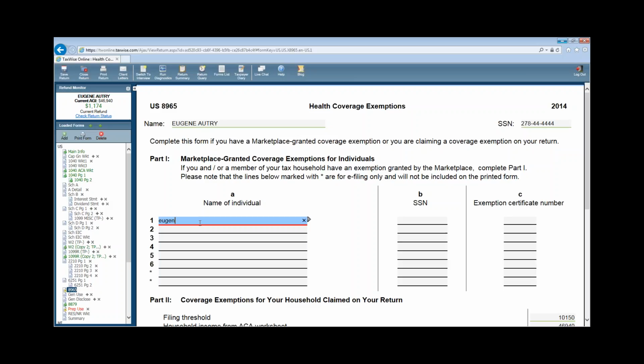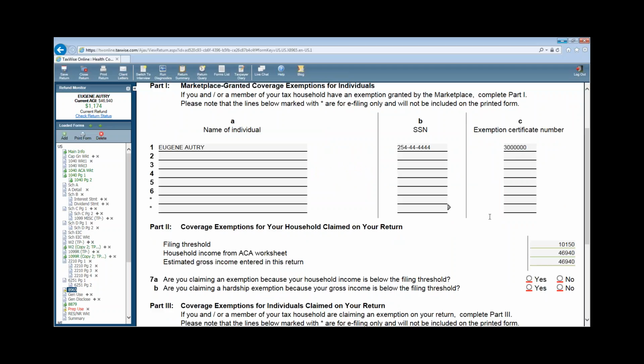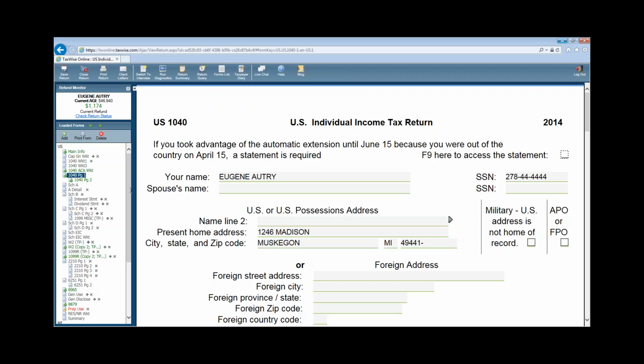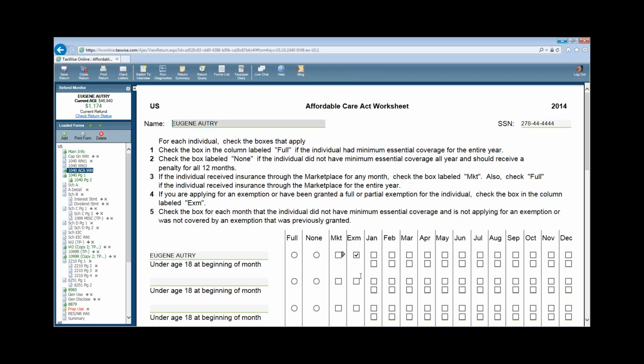So it would be Eugene Autry. We would use his social security number and then the certificate number. I think it's usually 6 digits. I could be wrong and they may change that, but it looks like it's 7 digits right now. So that's all you would do. And then it'll show that he is exempt from healthcare coverage. So it'll say, are you claiming this exemption because your household income is below the filing threshold? Obviously with this income it's not, but we're going to say it is. And then we're claiming that exemption because the gross income is below the filing threshold, and we'll indicate yes. And then that's it. And then Eugene does not have any sort of penalty for not having health care. You'll see that there. So that's how that works.